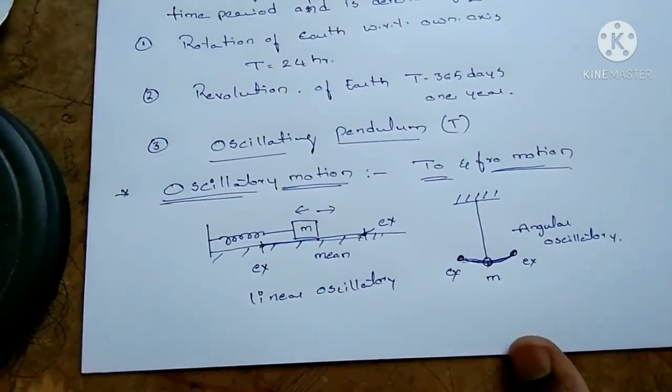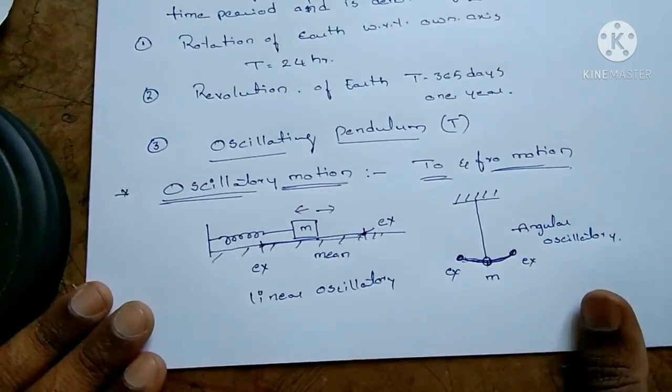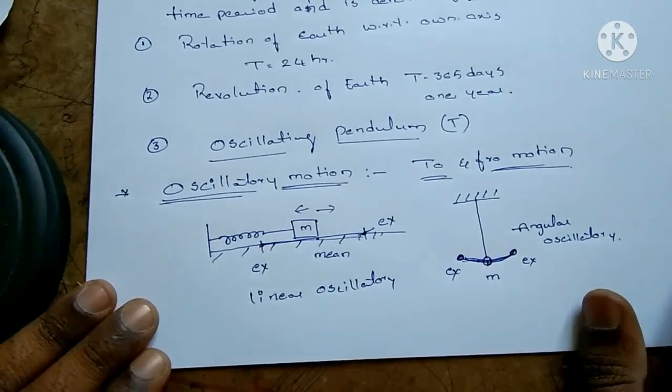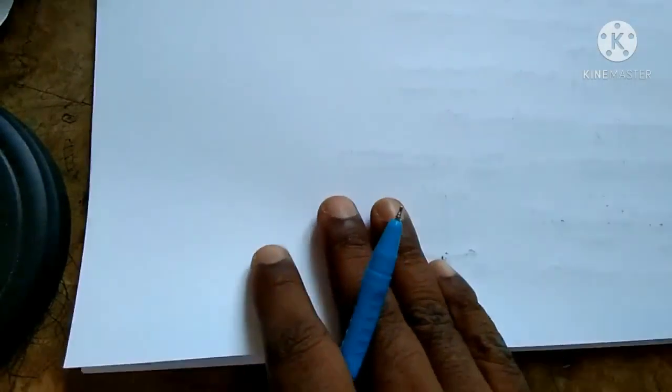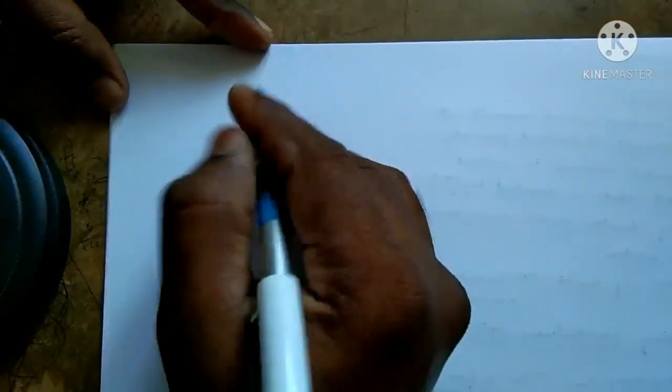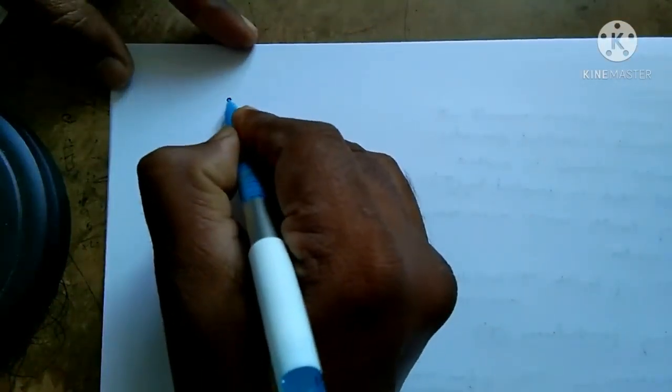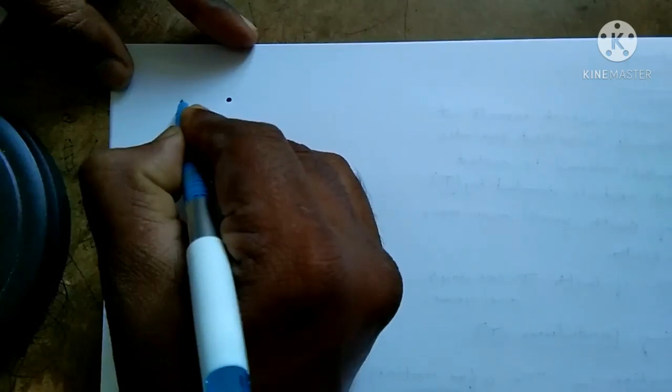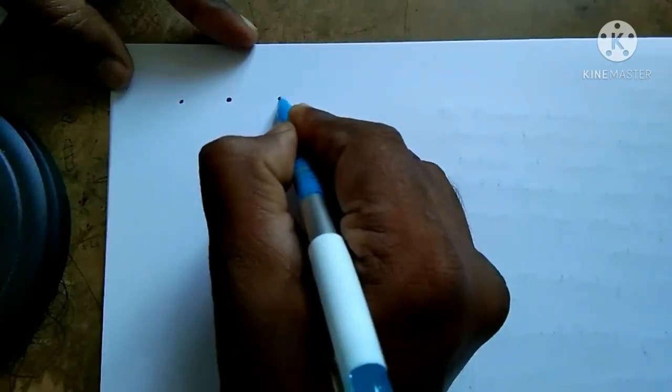Our topic is nothing but a special oscillatory motion, which we will call simple harmonic motion, and we will be discussing the terms involved in this particular oscillatory motion. Those terms are, as I already told you, whether it is linear harmonic oscillation or angular oscillatory motion, we have a mean point and 2 extreme points.